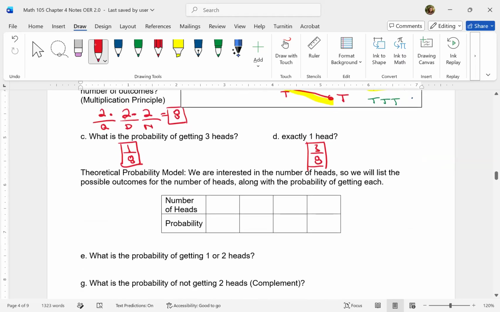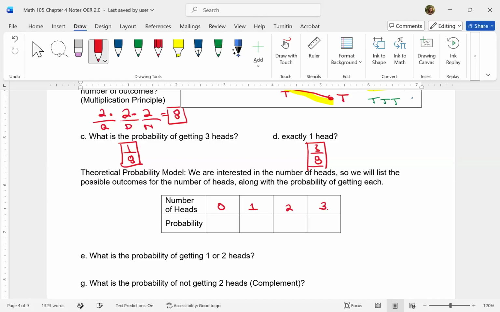Okay, now another way to look at probability is to use what's called a probability model. In this way, rather than have this diagram or the list of all the possibilities, we sum it up into a table with each probability. So we indicate the possible number of heads, which in this case, you could have 3 heads, 2 heads, 1 head, or no heads. So I would list that out as 0 heads, 1 head, 2 heads, 3 heads.